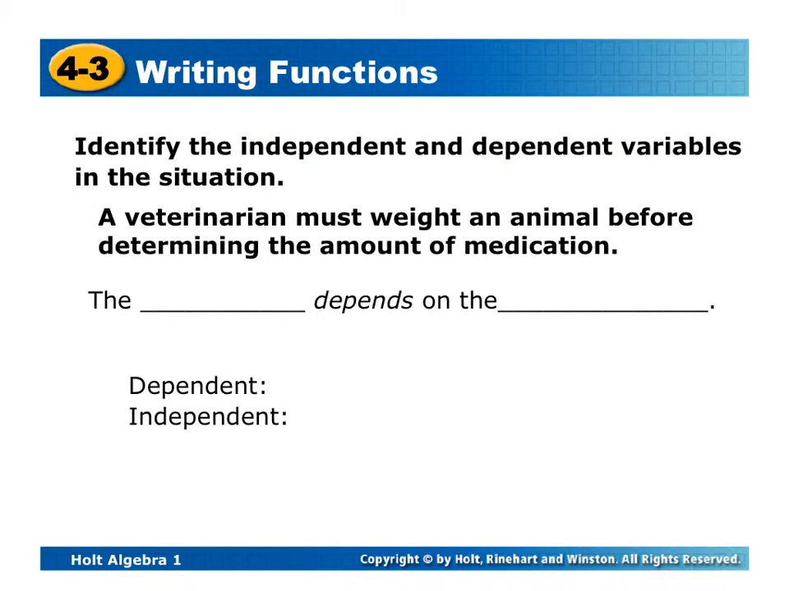So why don't you pause the video and then try this one on your own. A veterinarian must weigh an animal before determining the amount of medication. So the medication depends on the weight. So the dependent is going to be the medication and the independent is going to be the weight.